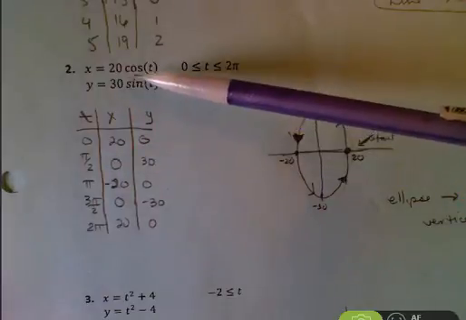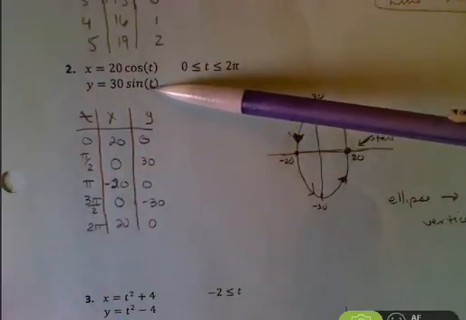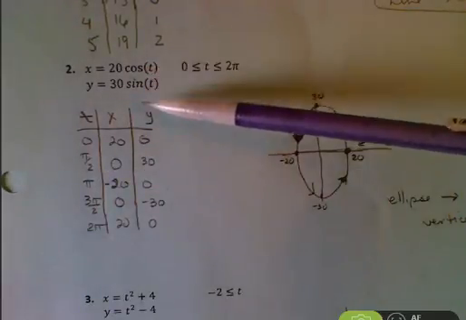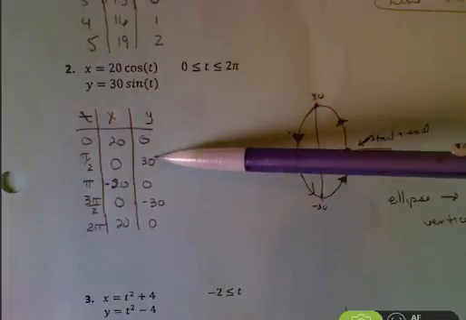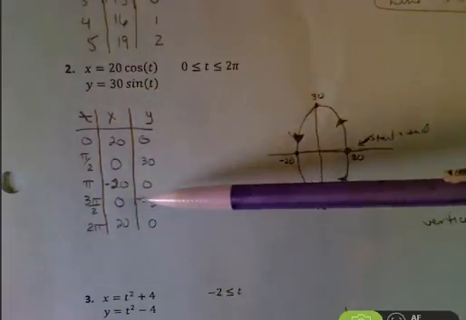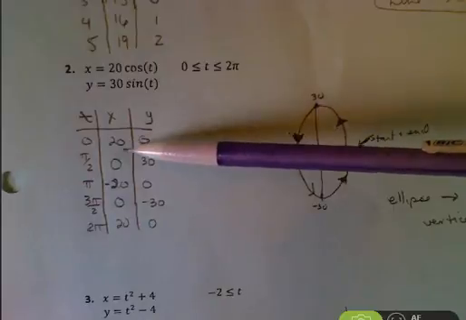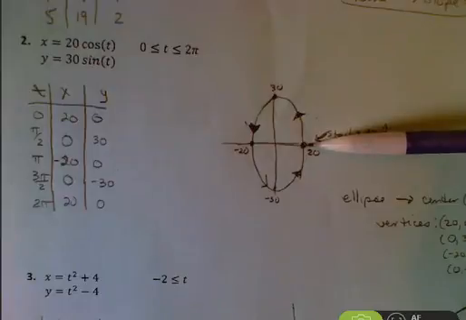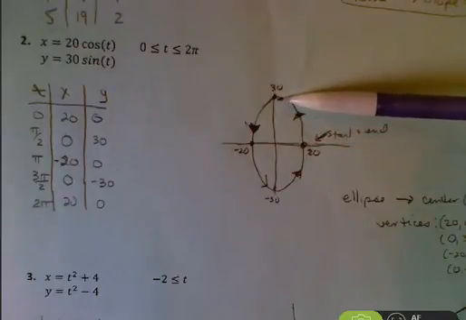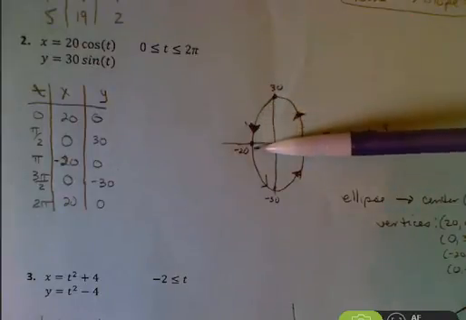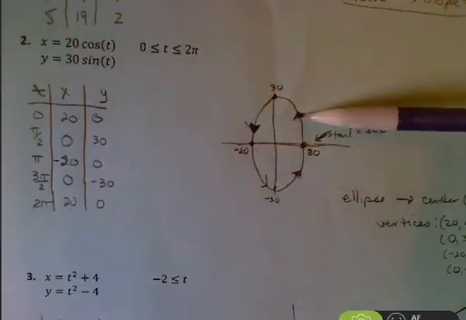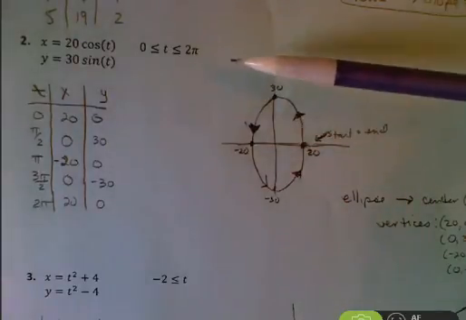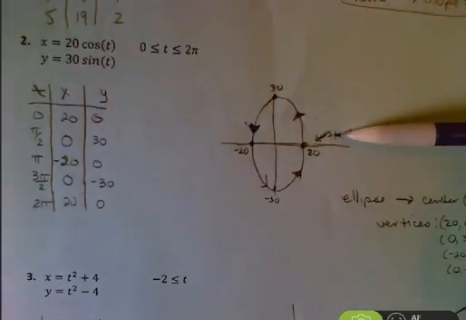If I go to pi over 2, the cosine is 0, the sine is 1. At pi, cosine is -1, so that's where I got the -20, and sine is 0. So I went through those ordered values of t to get my ordered pairs, and I know this is going to be an ellipse. So when I look at it, I started at (20, 0). I went up to (0, 30), then (-20, 0), and it's going in this direction. So see how I have the arrows. And I just signified, because I wanted to show that it stops at 2 pi, I just put start and end there.